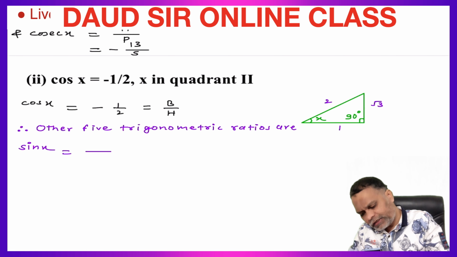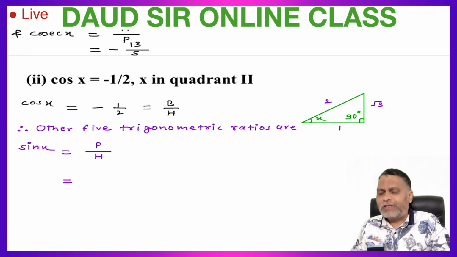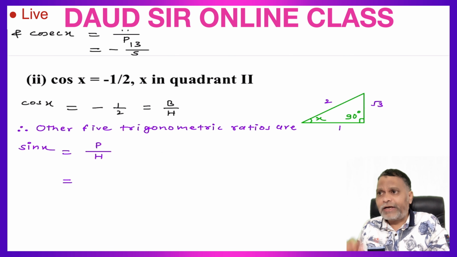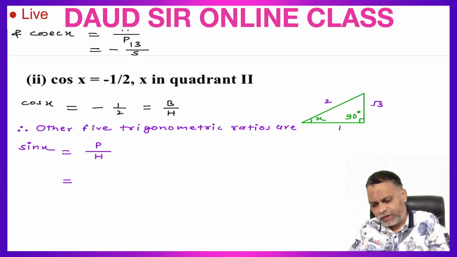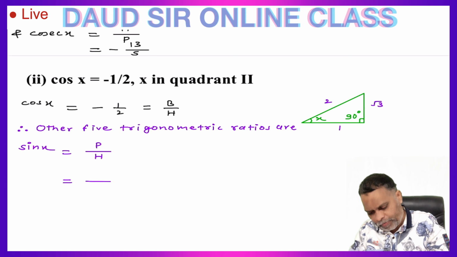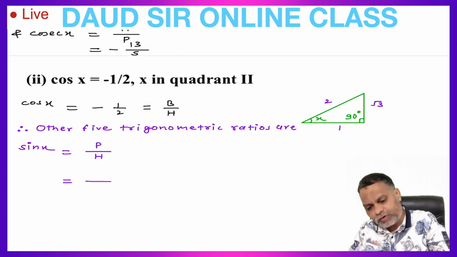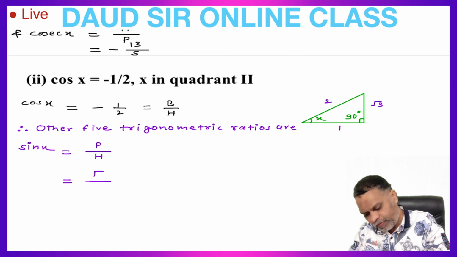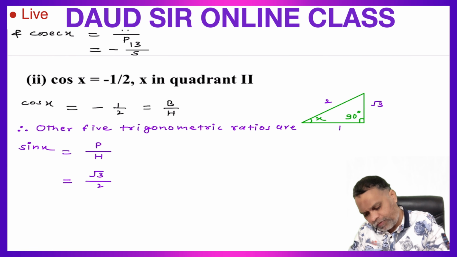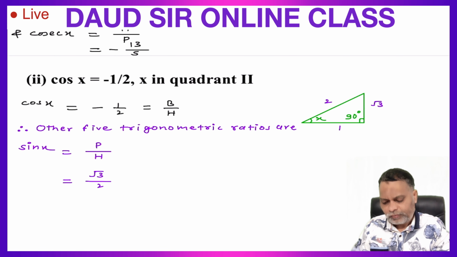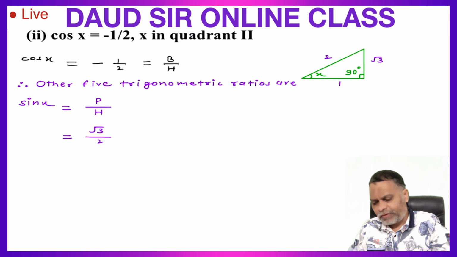Sin theta is equal to perpendicular upon hypo. First of all, sin x: x lies in the second quadrant. In the second quadrant, sin is positive, so take plus sign. Perpendicular root 3 and hypo 2. So root 3 upon 2. Sin, then cos is given.